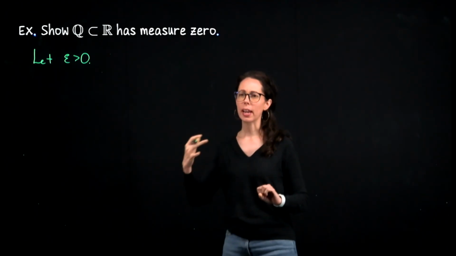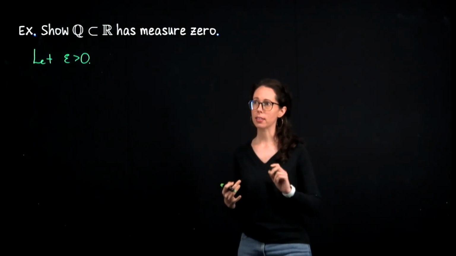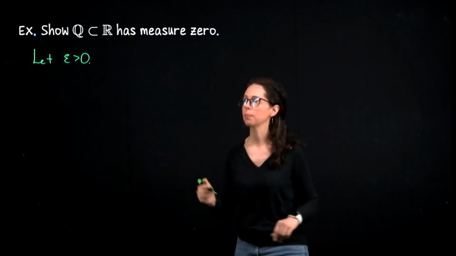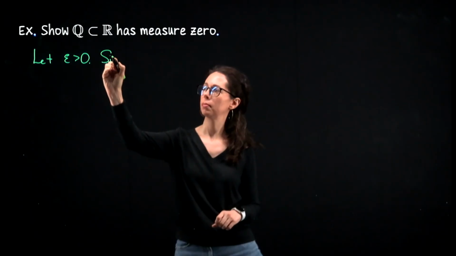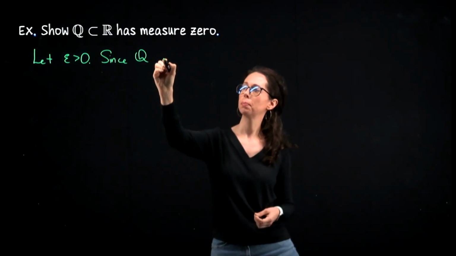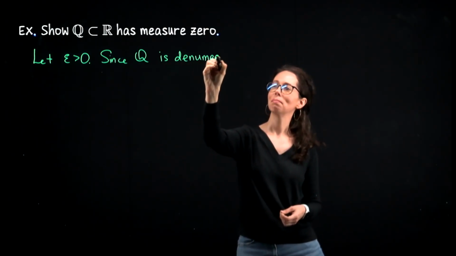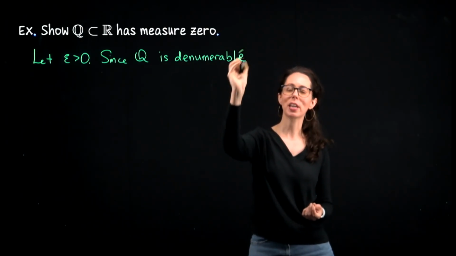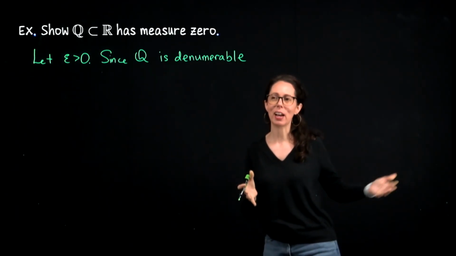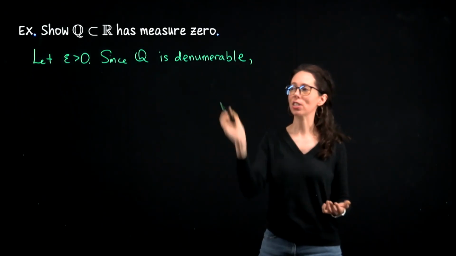Next, I need to create the covering. In order to do that, I'm going to point out to the reader that the set of rationals is a countable or denumerable set. So let's kind of list it out. So since Q is denumerable, I'm using this word instead of countable, which I usually say, just because whenever I say the set can be listed out, I tend to go to denumerable. Okay. We can list out the rationals.